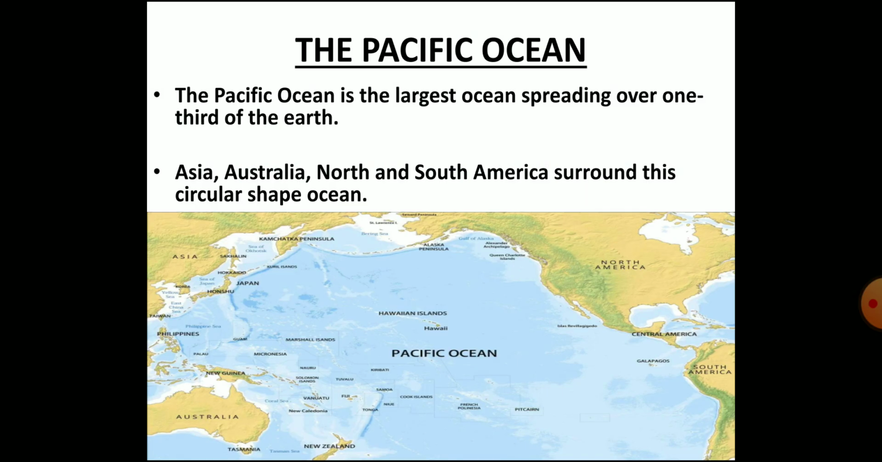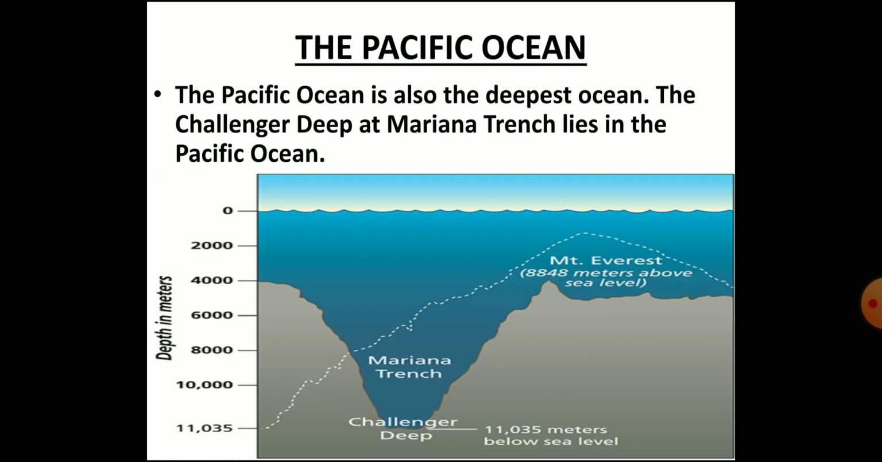The Pacific Ocean is the largest of the five oceans. It spreads over one third of the earth. It is located between the Southern Ocean, Asia, Australia, and North America and South America. It is almost circular in shape. It is also the deepest ocean. The deepest point of the earth, the Challenger Deep at Mariana Trench, lies in the Pacific Ocean.